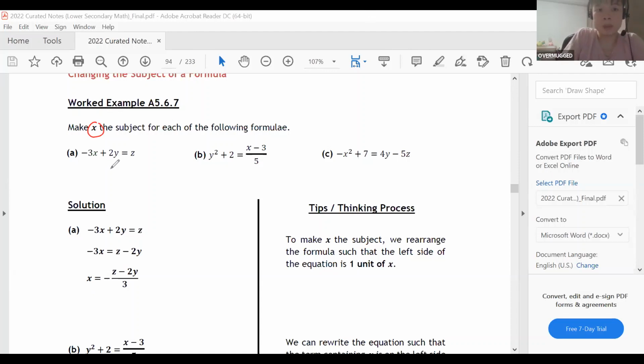So how do I go about it? I move everything that doesn't have x to the right. So in this case, I'll move my 2y across the equal sign. When you move things across the equal sign, remember to change the sign. And then I will have z minus 2y. And how can I get 1 unit of x? I simply divide both sides by -3. Remember this is an equation. Whatever you do to the left hand side, you must also do to the right hand side. Otherwise, you'll be changing the equation and they will not be equal anymore. That's the first example.